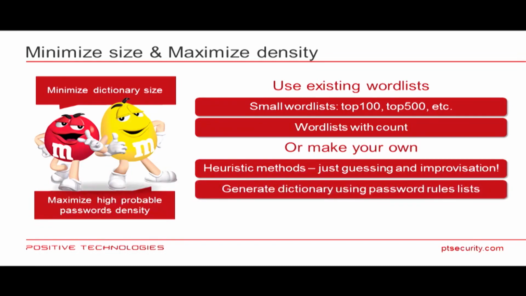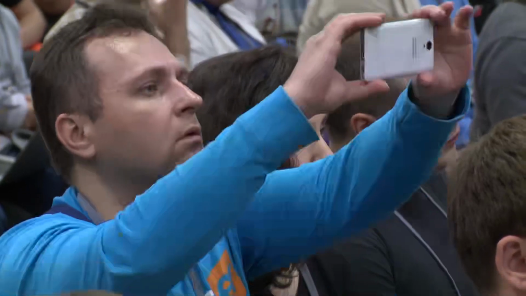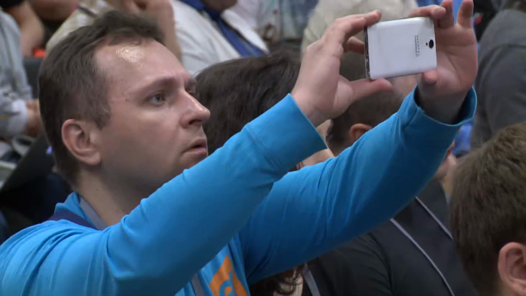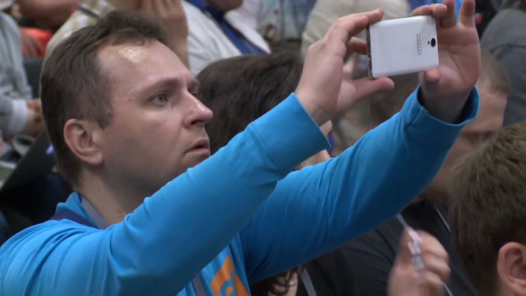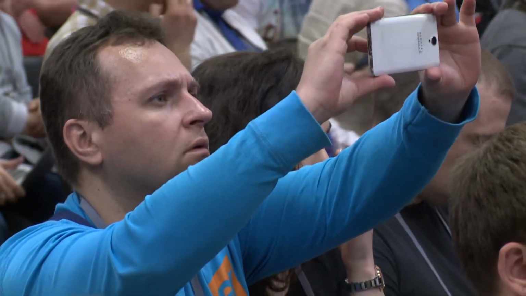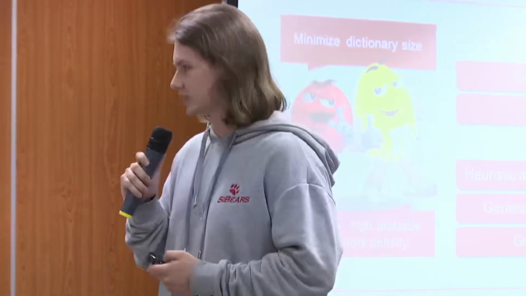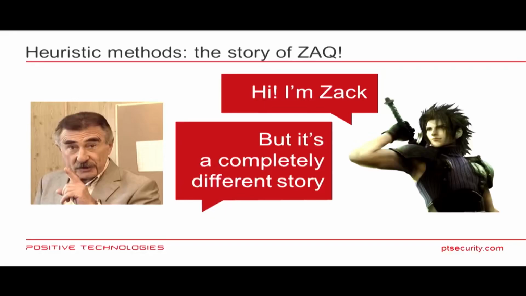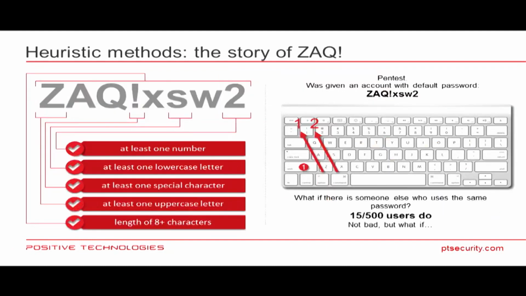Or we may generate a password by using the password generation rule. And the third way is generating the rules, finding out which would be the most popular rules and using them for password generation. Let us take a look at another example. It's a real story of how these heuristic methods do work.